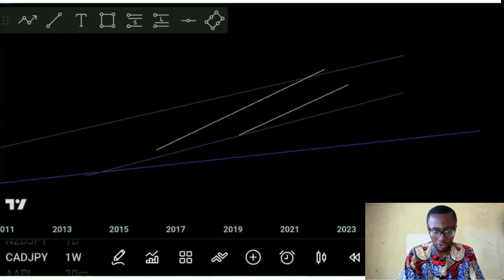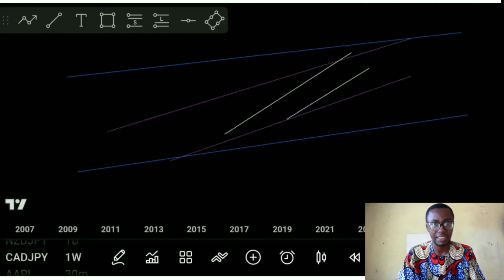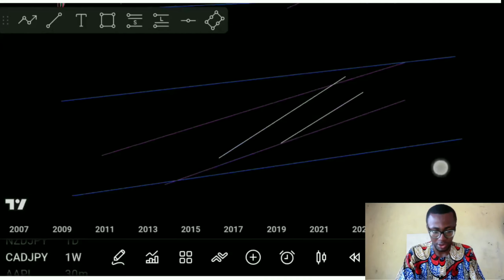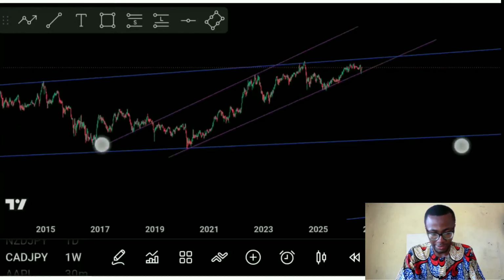That means I want all the time frames to be what? An uptrend. You can see that the purple trend line is an uptrend. The blue trend line is an uptrend. The purple trend line is an uptrend. And the white trend line is also an uptrend. That is what I want from here now. You can see it here now. The blue trend line is an uptrend. The purple trend line is an uptrend.